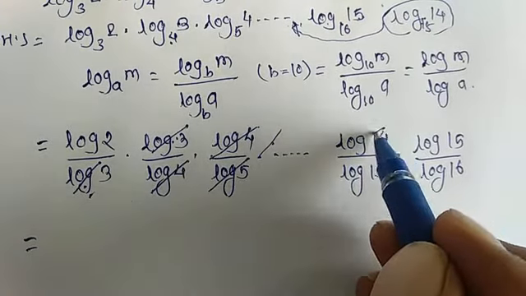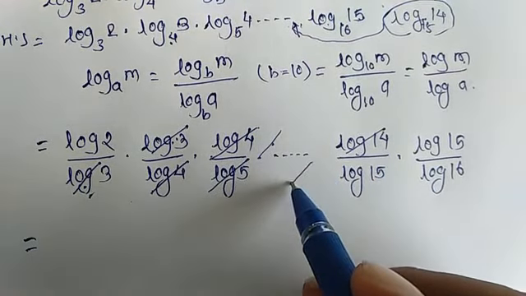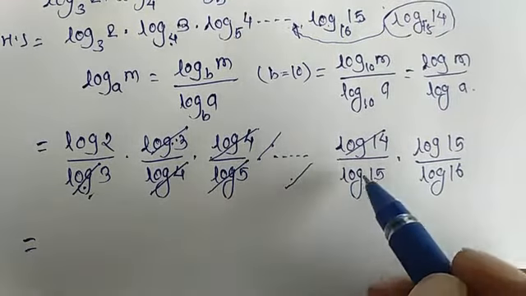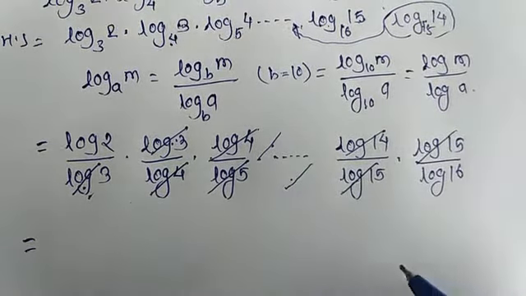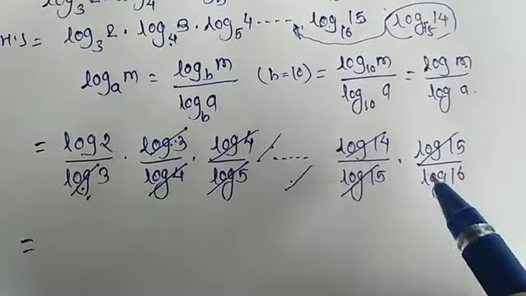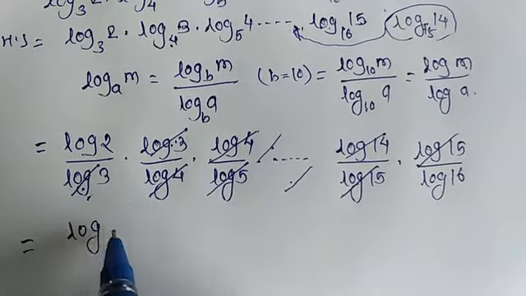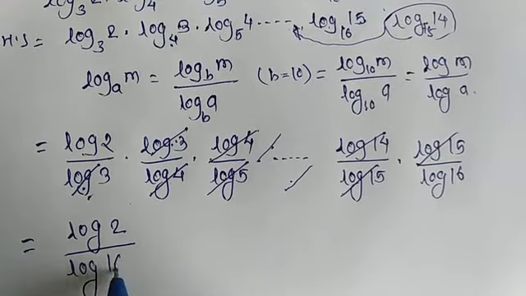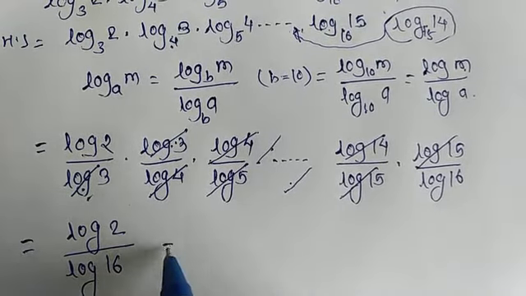So here also log 14 is here and its previous term's denominator will also be the same, so it will be cancelled to its previous denominator, log 15 will be cancelled with log 15. So here only remains log 2 upon the first numerator and last denominator only, log 16.